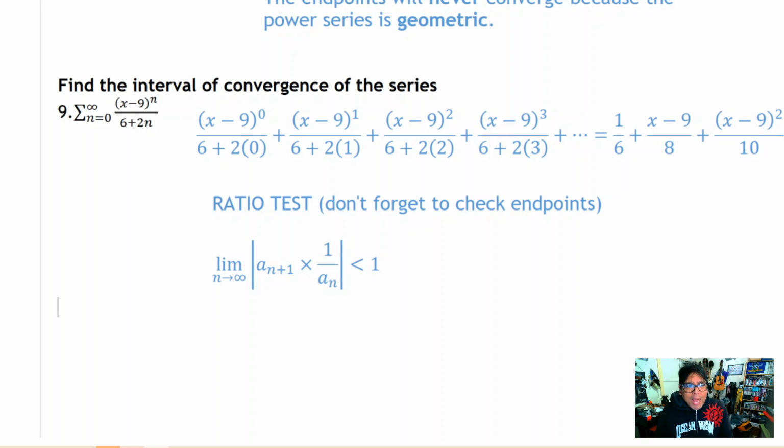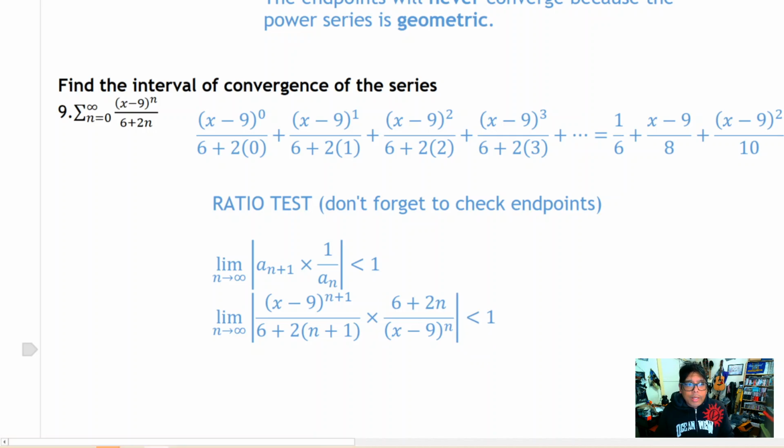And we automatically set that less than 1 because we want to basically solve for values of x. So we need to make this an inequality that we can solve. Also, we need to put the ratio into absolute values since the ratio test only works on positive terms. Replace all of the n's with an n plus 1. Make sure you do that in parentheses so you observe good algebra. And then multiply that with the reciprocal of the general term.